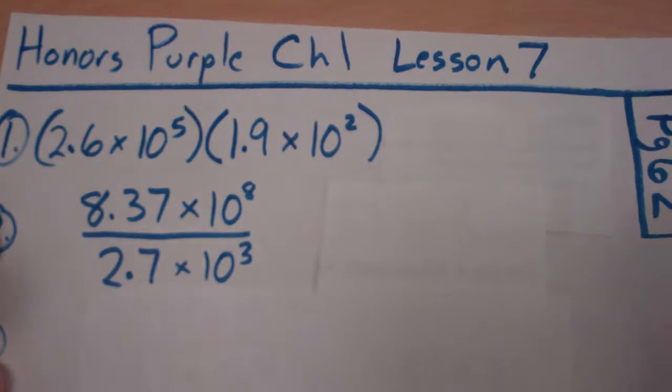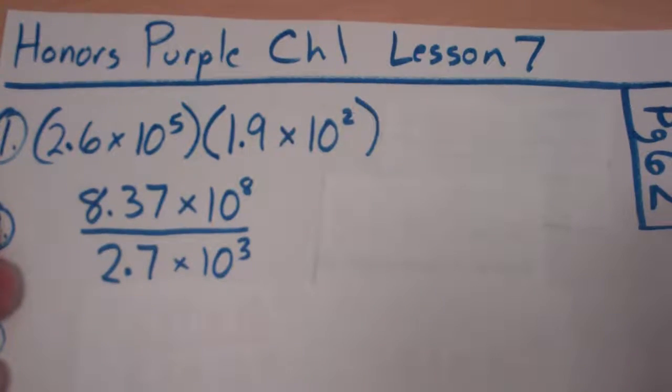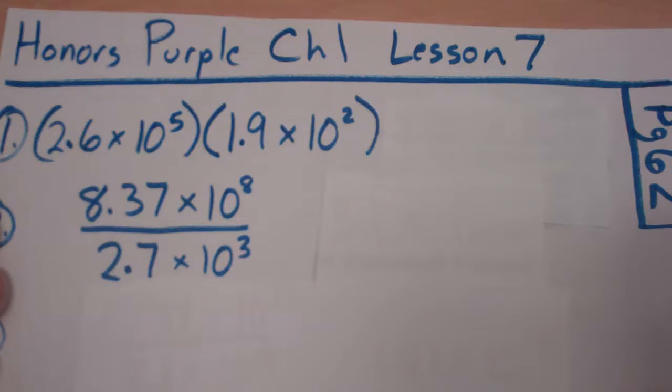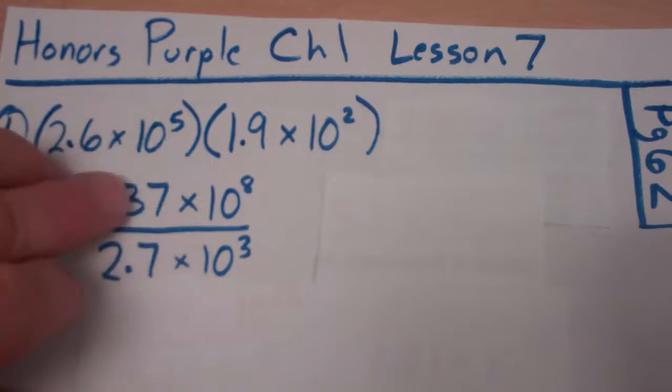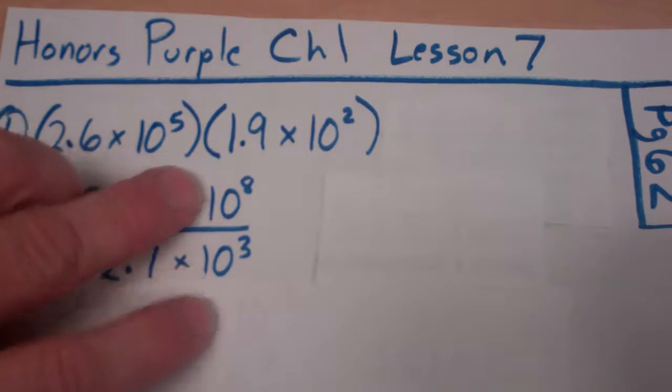All right, this is from the Honors Purple Book, Chapter 1, Lesson 7. It's on multiplication and division and addition and subtraction of scientific notation. So here I have two numbers written in scientific notation, and I'm looking to multiply them.